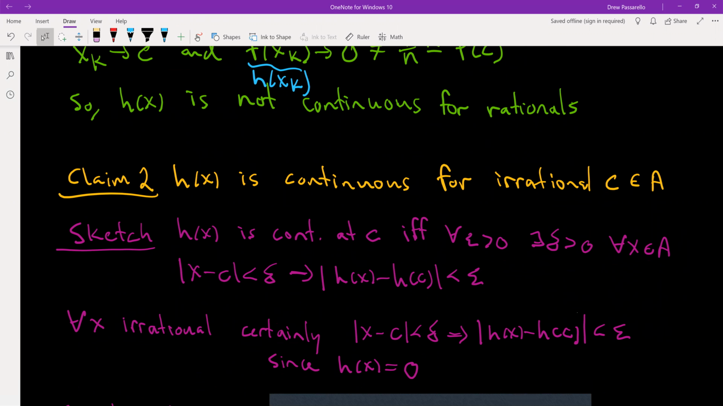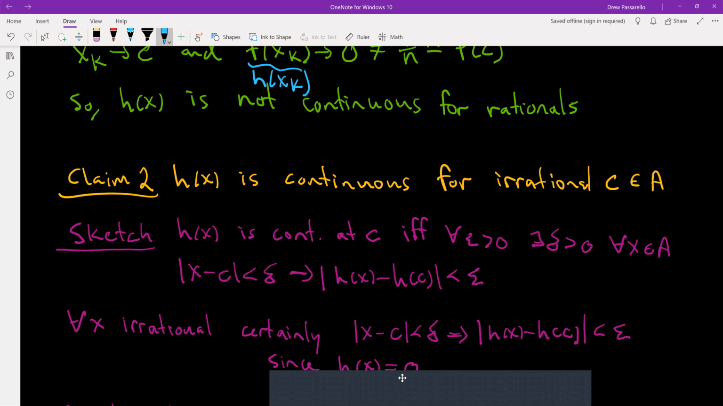h of x is continuous at c if and only if for all epsilon there exists a delta, so that for all x in A, we have the absolute value of x minus c less than delta implies that the absolute value of h of x minus h of c is less than epsilon. All right, that's what it means for it to be continuous. Well, we know for all irrational values x, it's certainly going to be that because h of x is 0 for all irrational values x.